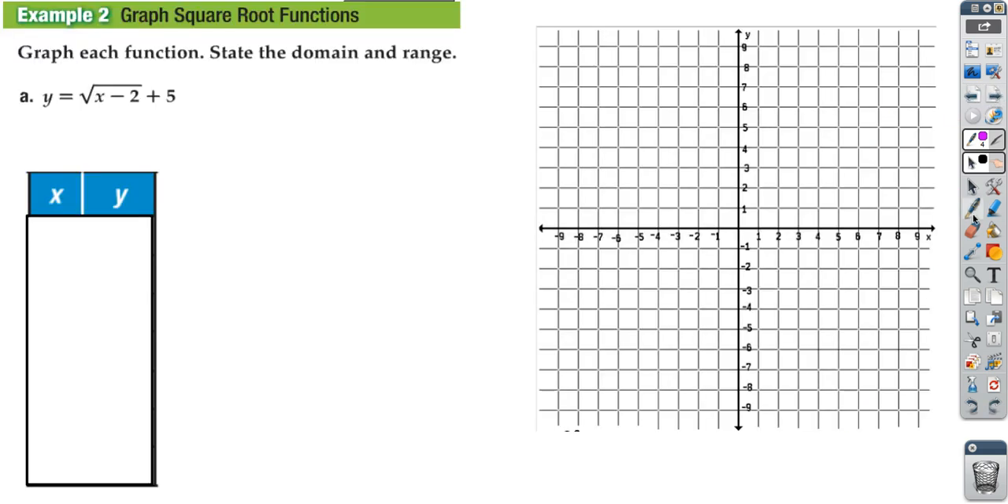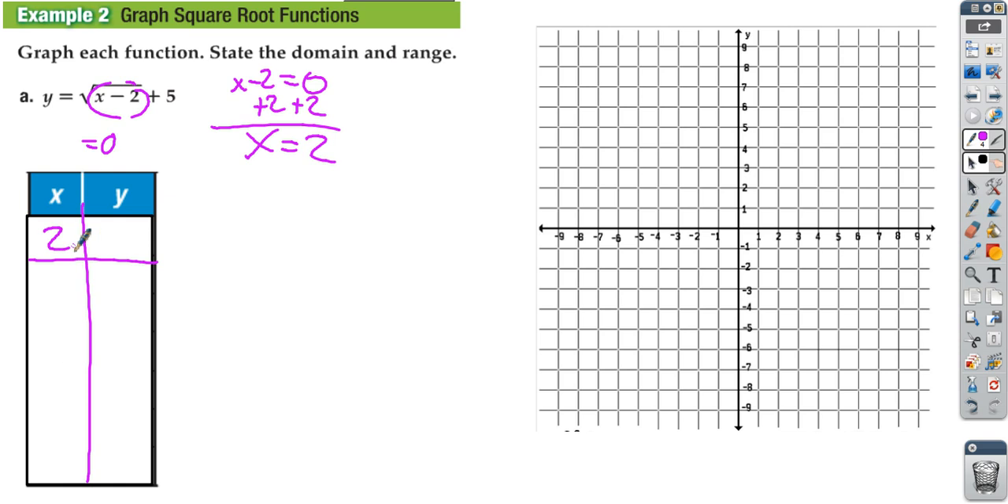Alright, so let's graph this right here. And the easiest way to do it is by finding the center point. And the center point means setting this equal to 0. So we want that to equal 0, which means if we add 2 to both sides, x will be 2. That's where our graph will start. So we start by making the inside of the function equal to 0, because important things happen to a function when it equals 0. Alright, when x equals 2, if we plug it in, we'd have square root of 0, because 2 minus 2 is 0, so square root of 0 plus 5, and that would just be 5.